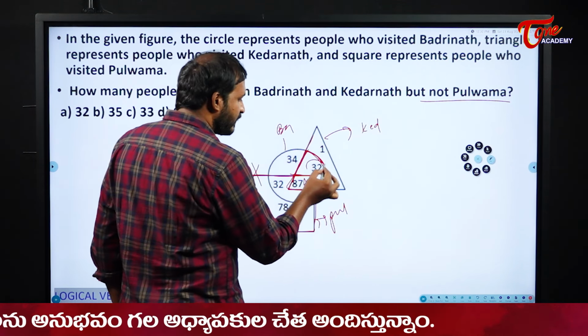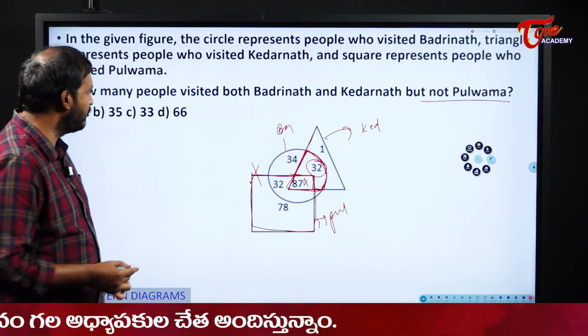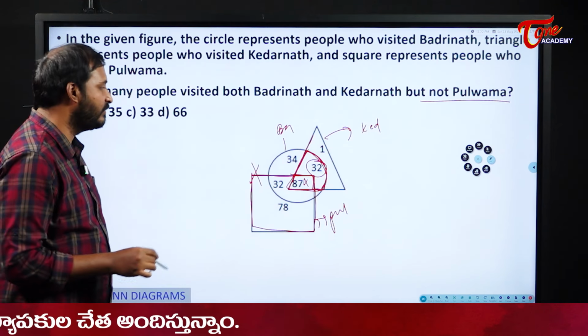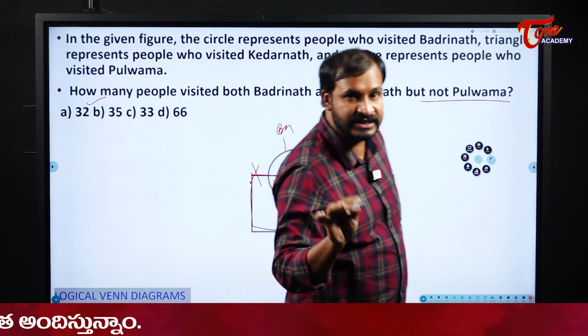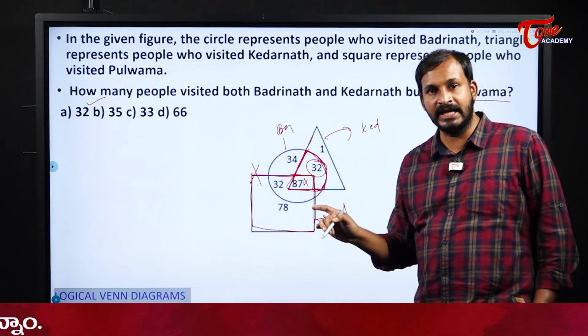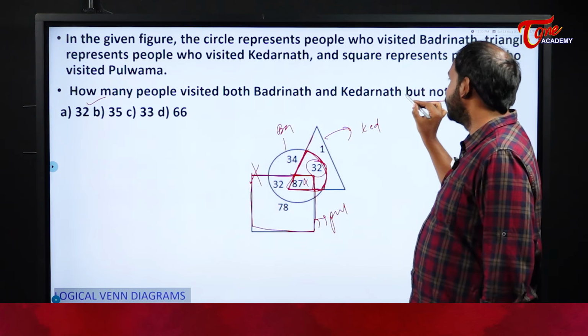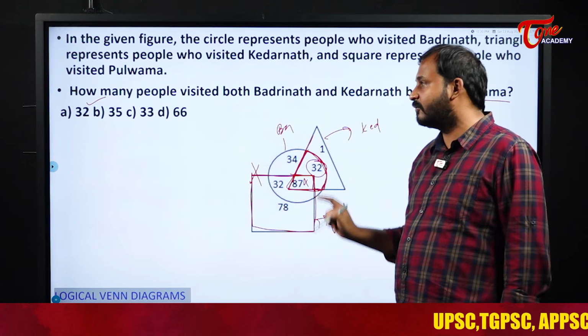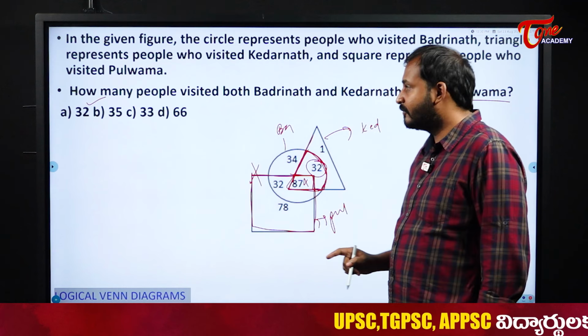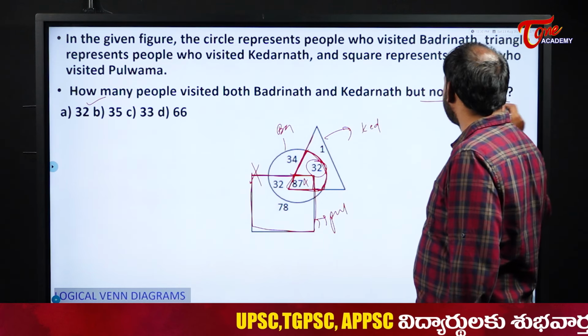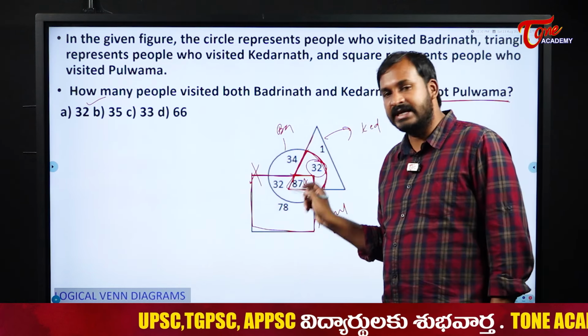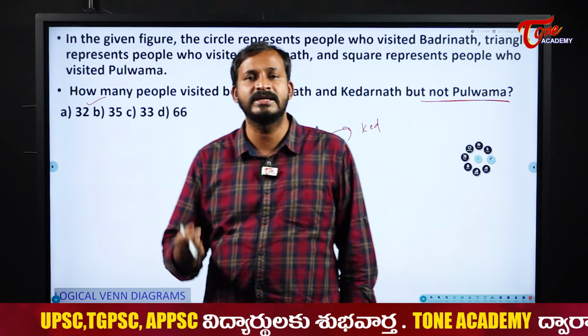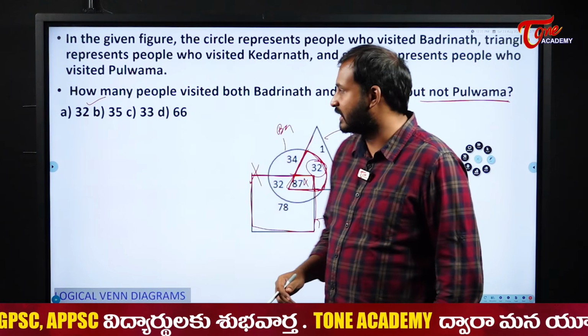So what is the answer for me here? 32. 32 will be our answer here. If the question mentions especially "not", then we should eliminate it. Else, if the question was just how many people have visited both Badrinath and Kedarnath, my answer would be 32 plus 87. But here they clearly mentioned but not Pulwama. That is the reason this 87 is deleted. Our answer here becomes 32.